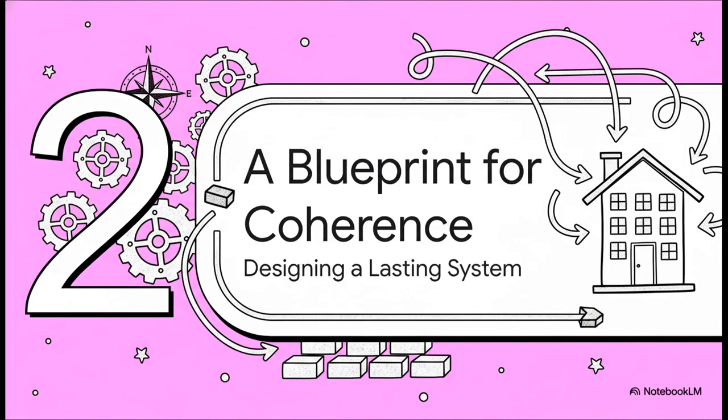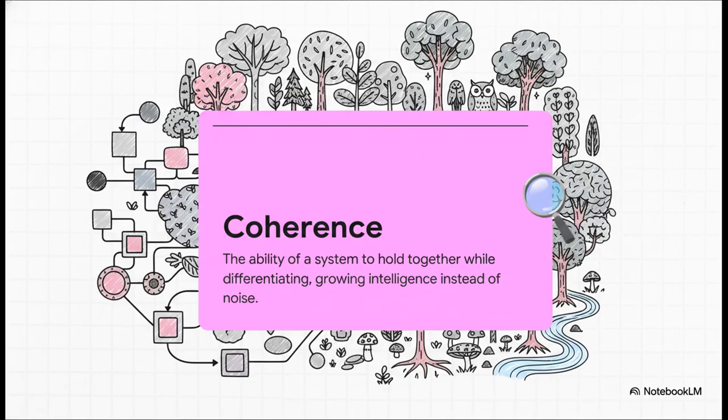So that all sounds pretty bleak, right? What's the alternative? Well, let's dive into this blueprint for something called coherence. It's all built on one single, really powerful idea. And this is where we stop just reacting to a broken system and start proactively building a much, much better one. And that big, powerful idea?